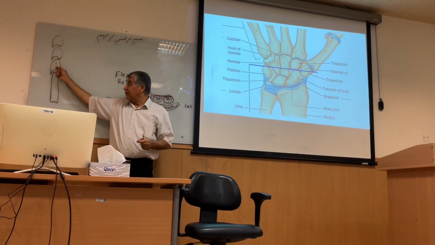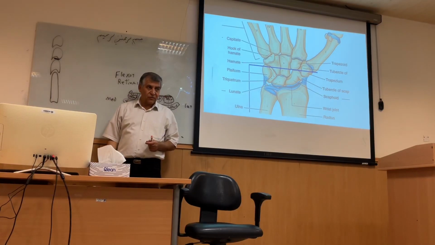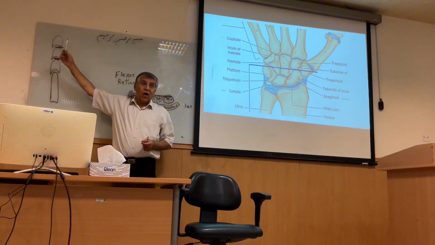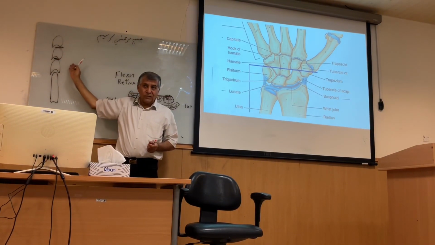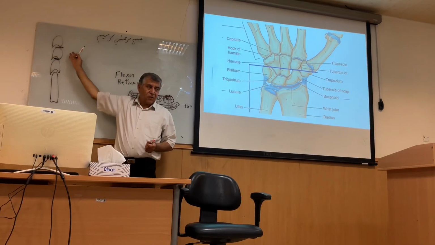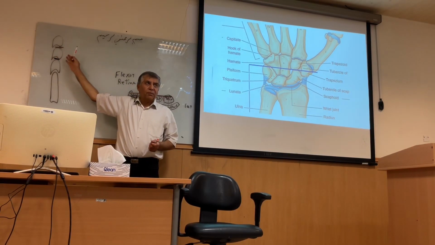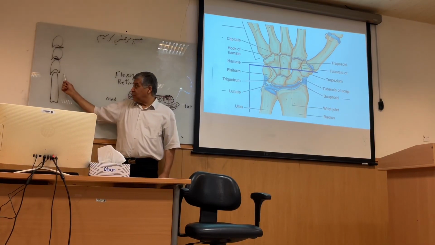This joint is called interphalangeal joint. How do you identify this? Proximal, distal. Proximal interphalangeal, distal interphalangeal. Type of this joint, hinge.